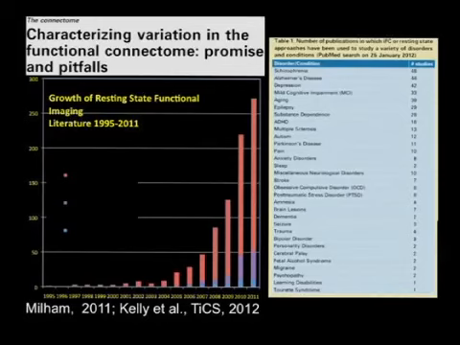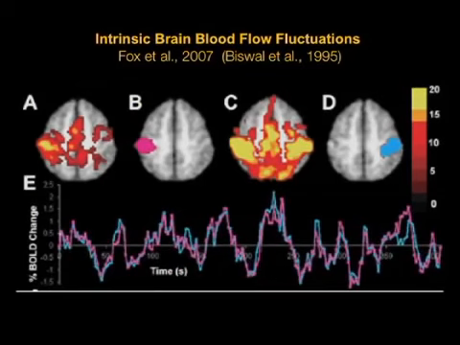And in part, this has to do with the fact that you don't have to get patients to remember to do the task, which is particularly challenging with dementia. But you can record the spontaneous fluctuations of the brain and then relate that to other measures. So let me show you a few examples of what this looks like.